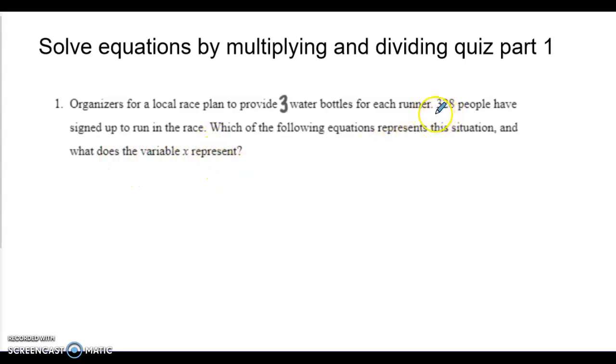Okay. So we know that there's this many total people running the race, and I'm going to make myself a note that that's the total. So when I set up my equation, that should be what it equals. And then it says organizers for the race plan to provide 3 water bottles for each runner.